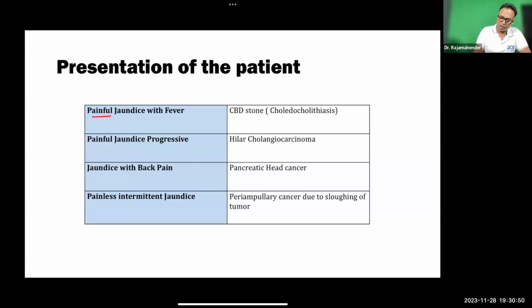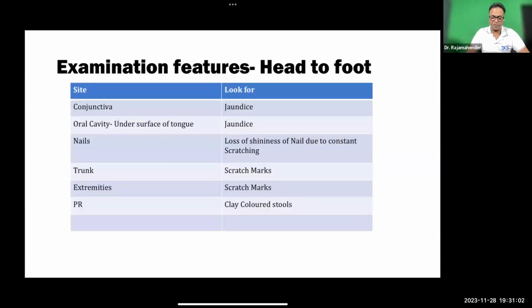Painful jaundice, please don't forget stone. Painful progressive jaundice is hilar cholangiocarcinoma. Jaundice with back pain is head of pancreas cancer. Painless intermittent jaundice is due to sloughing of the tumor. Periampullary cancer will have sloughing of the tumor. So now this is about the history taking. Now we go to the examination in detail.